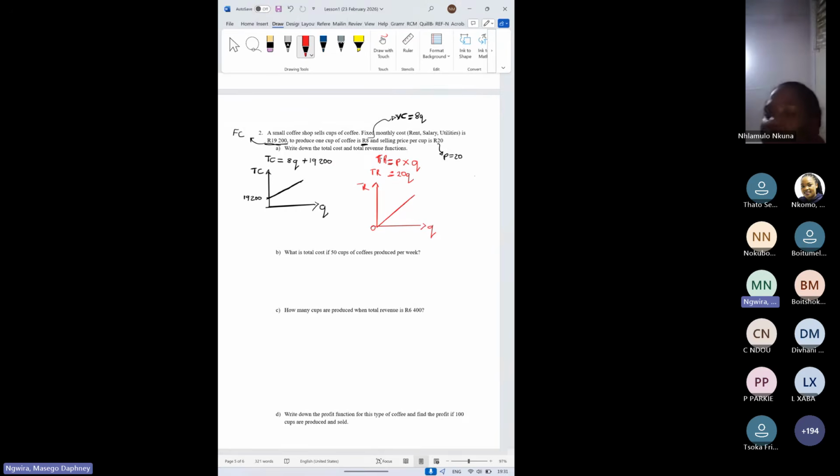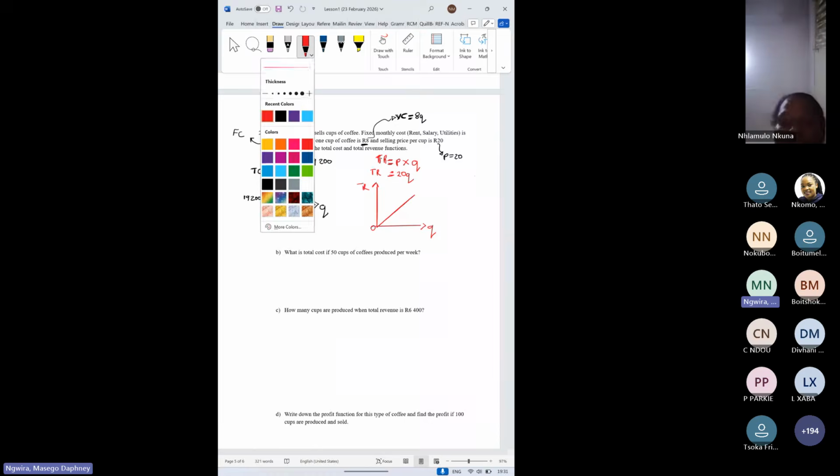This question, they were not asking you to draw the graphs. I was just using the graphs to explain what I was saying before because some of you did not understand. So the question, they wanted the functions, they wanted the equation. The equation for total cost is this one, and the equation for total revenue is this one. That's it. And then now we move on to B.